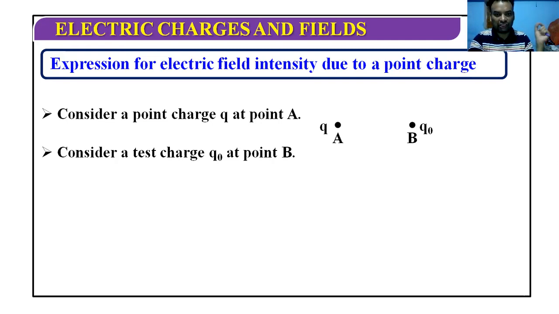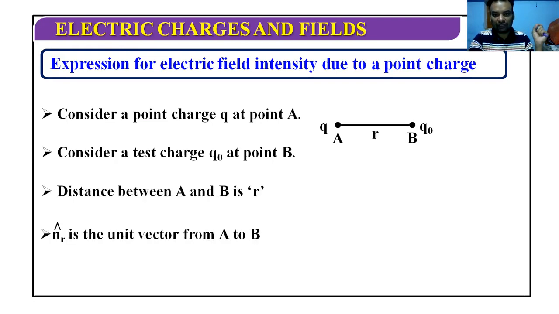So Q is a charge placed at A, Q naught is a charge placed at B, and the distance between A and B is R. It is a small distance. Q and Q naught both are point charges. And I take a unit vector which is from A to B, and that unit vector is n, small n subscript r, with a cap over this. This cap basically denotes a unit vector.